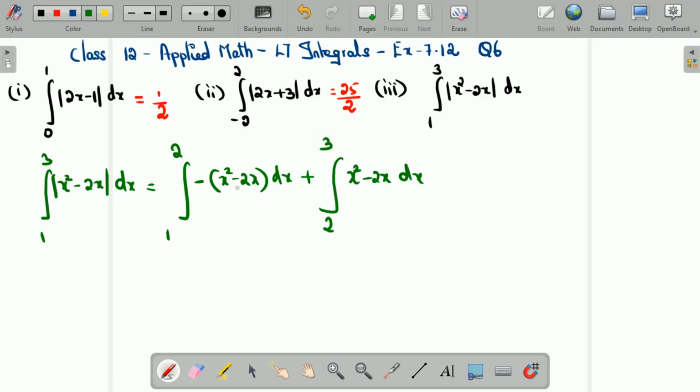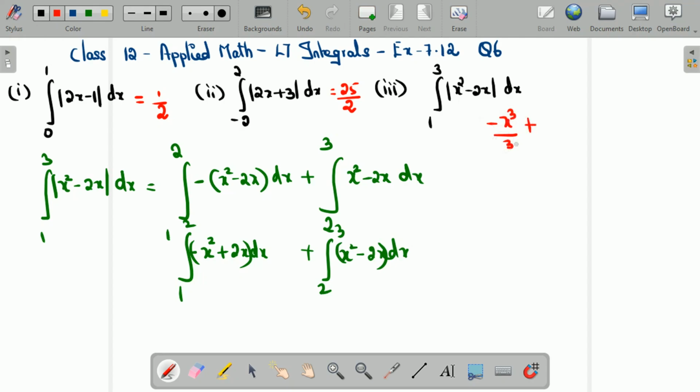Now if I bring in the negative sign inside, so this is minus x squared plus 2x. I have to integrate it between 1 to 2 dx, and in the next case there is no change of sign and I'm just recopying it. So this is x squared minus 2x dx. Now let's perform the actual integration. So in the first case it is going to be minus x cubed by 3, and in the second case it is 2x squared by 2, so I'm cancelling the 2 and writing only the x squared. The limit is 1 to 2.